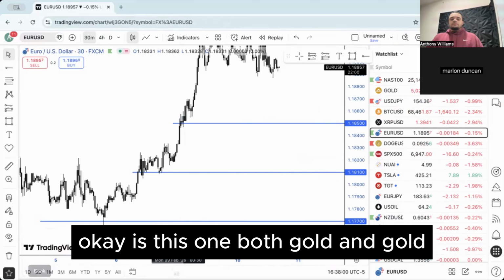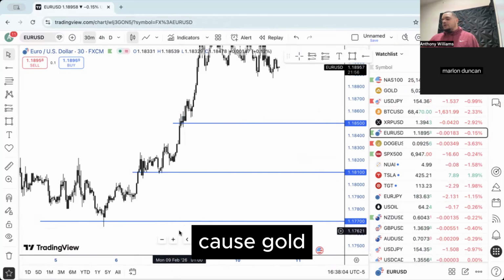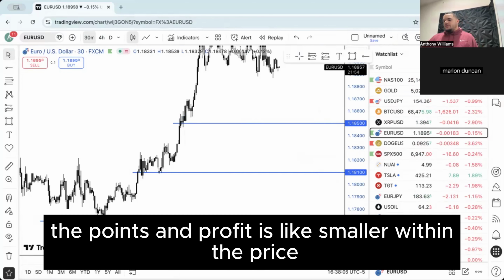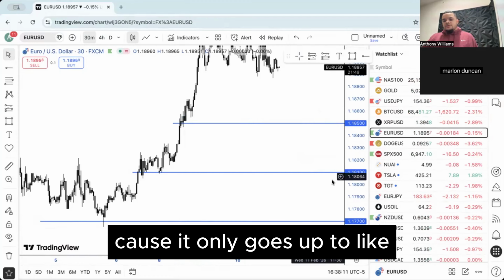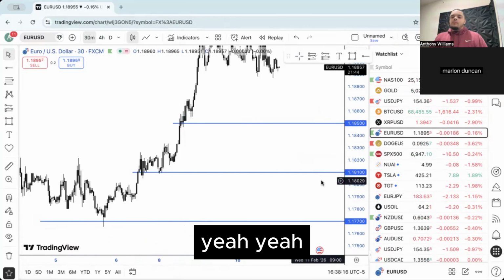Is it this on both gold and euro? Gold's a different ball game because gold, the points and profit is smaller within the price, because it goes up to like 4,000 or 5,000.